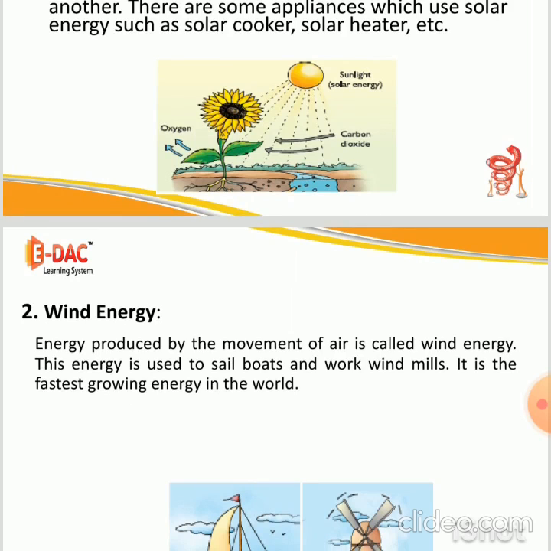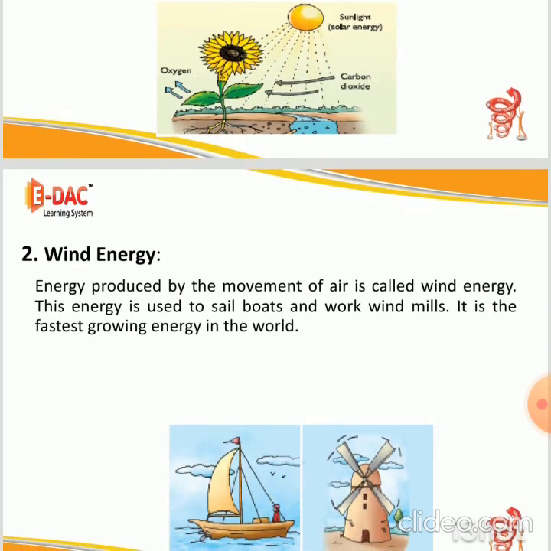So green plants absorb this energy and prepare their own food. Then these plants are being eaten by the human being. So we are directly dependent or indirectly dependent on sun for our energy. Now there are some other electrical appliances which use solar energy such as solar cooker, solar heater, solar panel, etc.